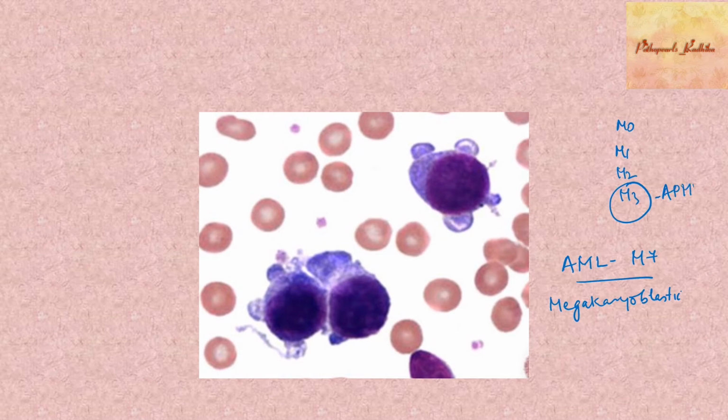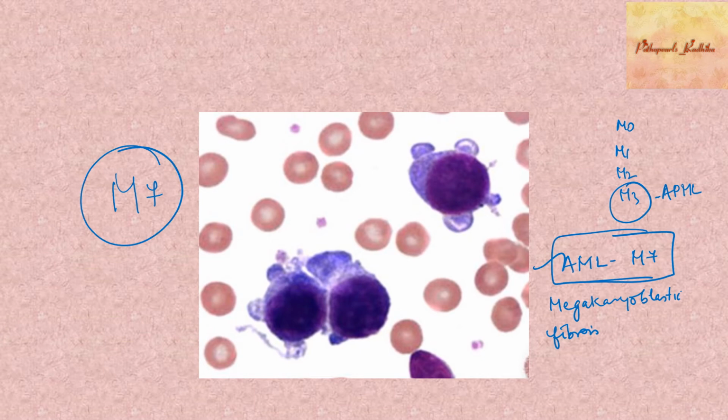So AML M7 is acute megakaryoblastic leukemia. Like hairy cell leukemia, these can also lead to fibrosis of the marrow. So remember, AML M7 is always important. M7 is very, very important. Why? Because it can be associated with Down syndrome.